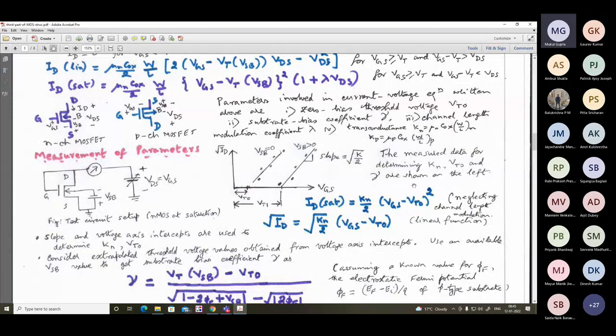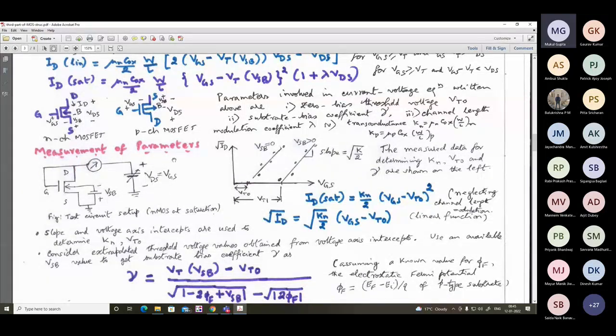When we need to consider lambda, we need to consider very high values of VDS, much above VGS. But suppose the transistor has just passed into saturation, and for typically lower values of VDS, we can assume that the current curve is mostly parallel to the voltage axis. That means the slope of the current curve is not much prominent. It will become prominent if you increase the drain to source potential much above the VGS minus VT value.